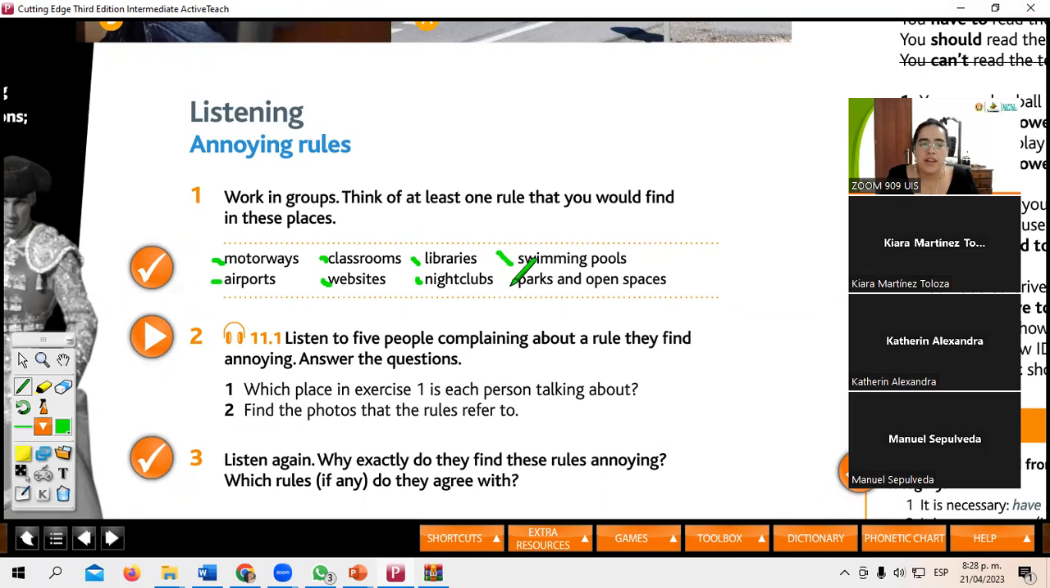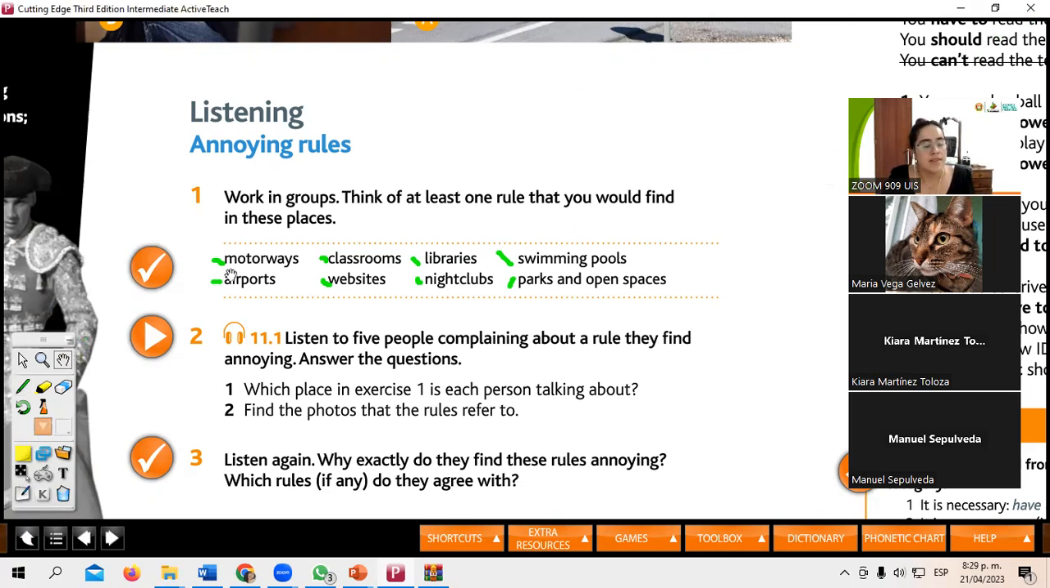Maria Alejandra, for a park and open spaces, what can be a rule? You have to have a good attitude in the place. Okay, yeah, you have to have a good attitude. Maybe you don't throw trash on the floor. Yes, the word is litter. You don't litter. Cuando decimos botar basura al piso, esta es la palabra. You don't litter in the park or in an open space.